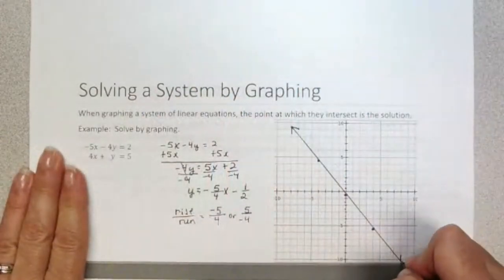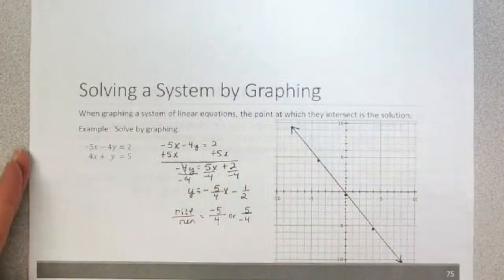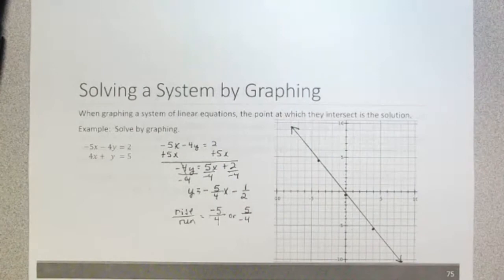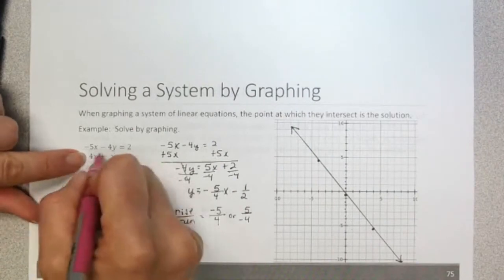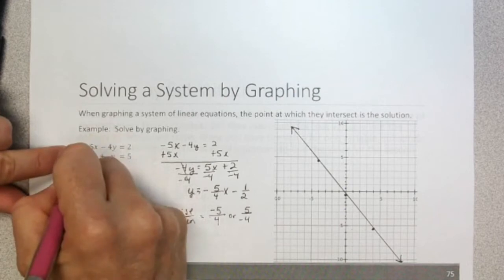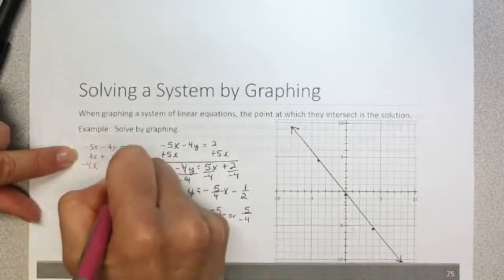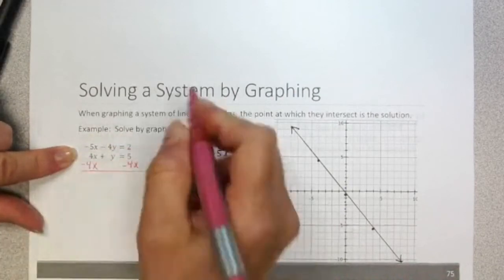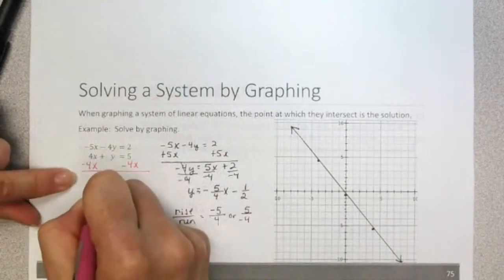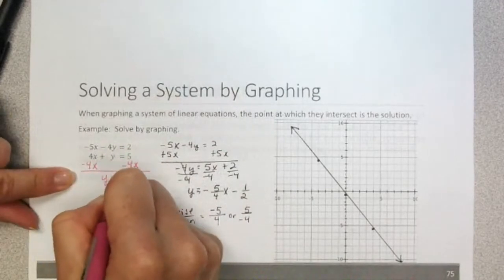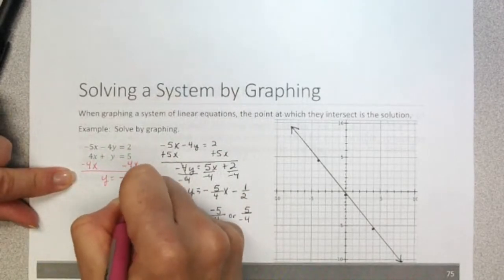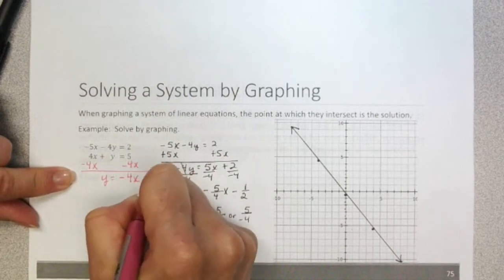All right, so there is the line negative 5x minus 4y equals 2. Now let's graph the second line, and we'll do that one in pink. We'll solve for y, so let's subtract that 4x from both sides. So the second line, when solved for y, is y equals negative 4x plus 5.